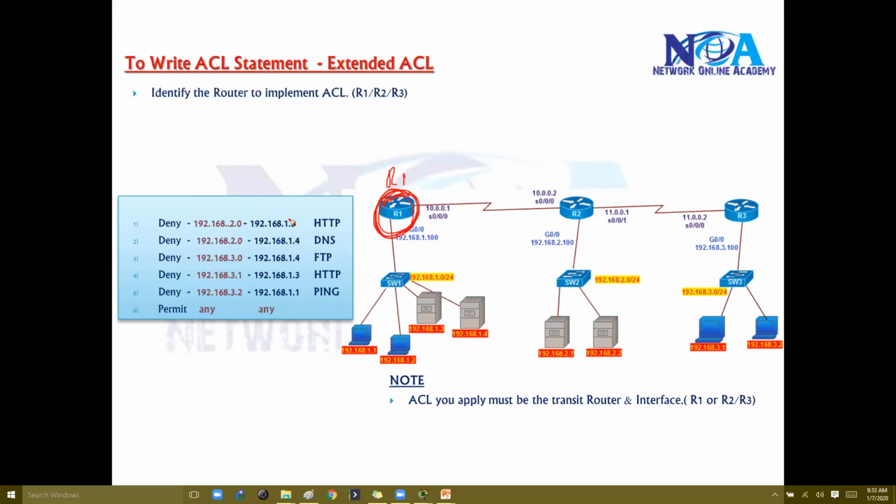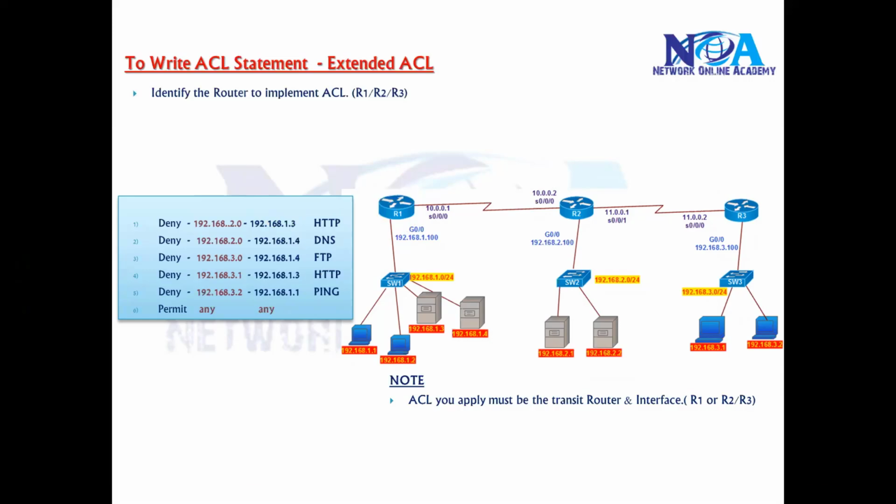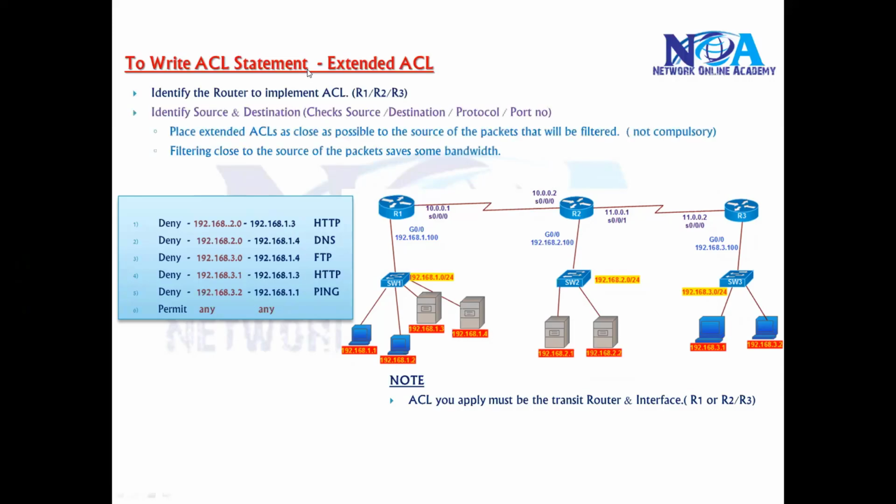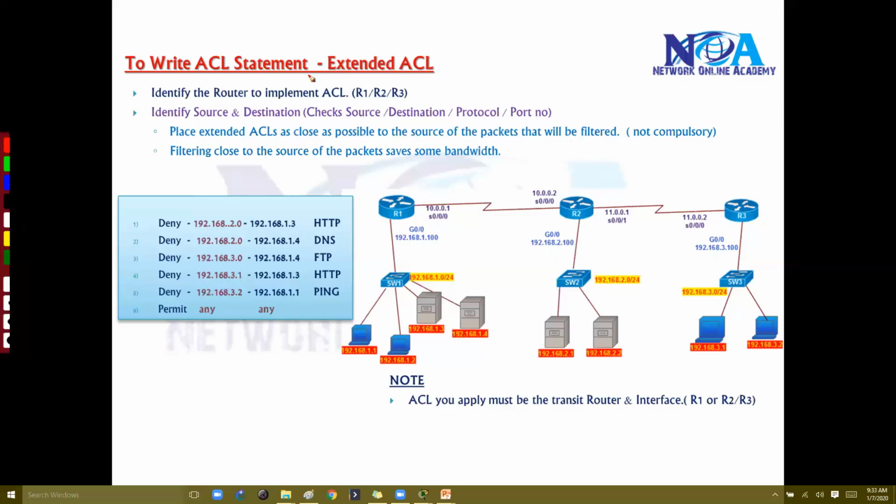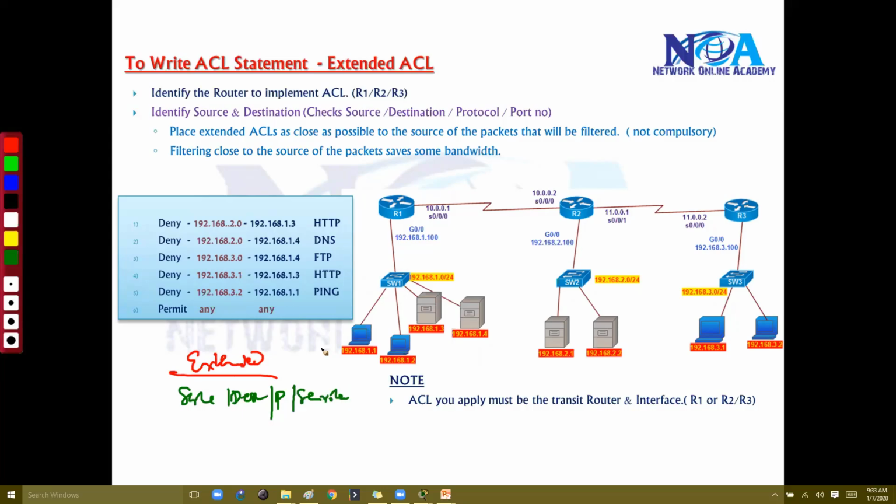Okay, so in my case, I decided to go with router 1 initially. Now, once we decide the router, the next step is we need to identify the source and destinations. The good thing about the extended ACL is we will be specifying the source as well as destination, as well as the protocol and the service, which means we can consider anything as a source.